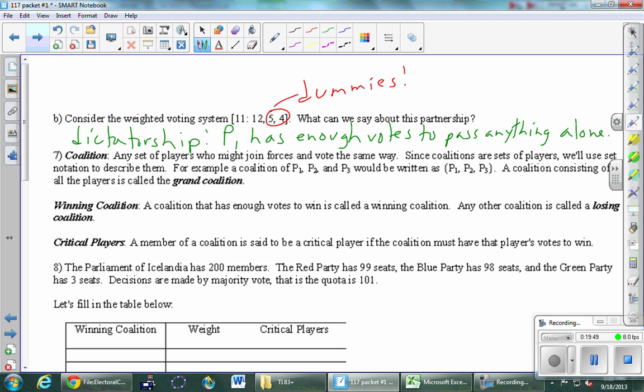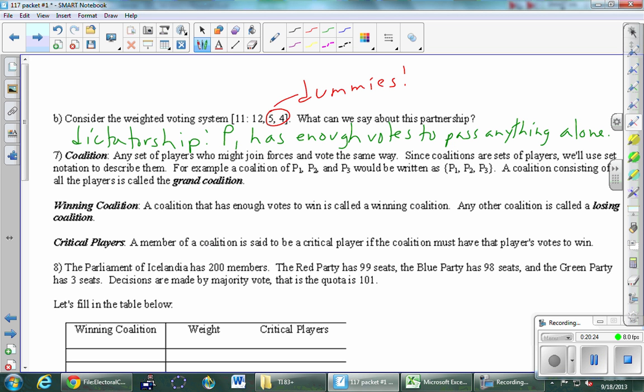Okay, so we'll go to Ed for number 7. Okay, so all we're doing is thinking about ways in which players could vote together, could vote the same way. They vote yes, could they vote no? But they're voting together. If everybody votes the same way, that's called the grand coalition.